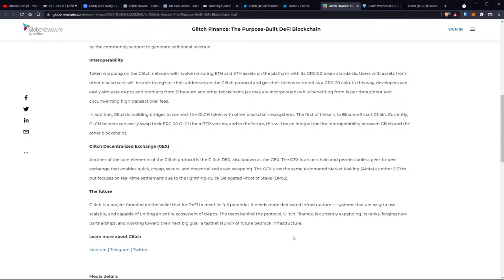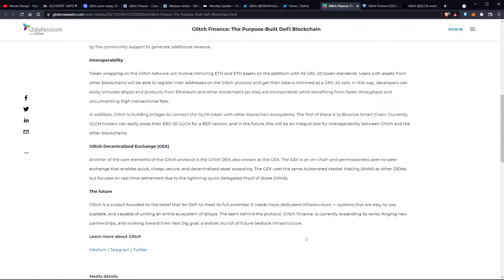So now the future of this token is founded on the belief that for DeFi to meet its full potential, it needs more dedicated infrastructure, at least systems that are easier to use. That's really, really important in the world of crypto. Scalable, that's good as well, because we've seen that if a crypto is not scalable, you can see how difficult it is to allow that crypto to grow and to evolve.